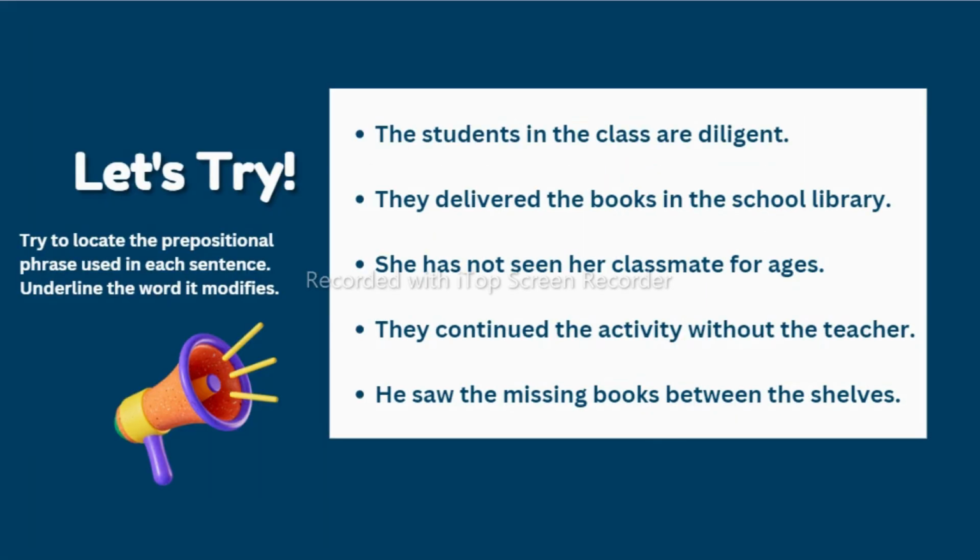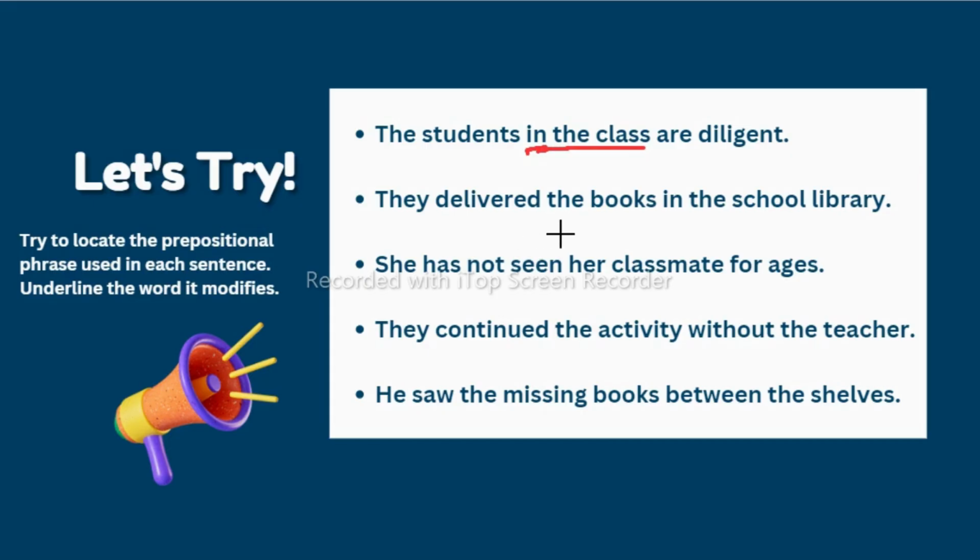So now let's try to locate the prepositional phrases used in each sentence and underline the word it modifies. So let's try to do this. The students in the class are diligent. Now where is the preposition? First you have to find out the preposition. We got here the preposition in. Now the object, it is a noun or pronoun. It's a noun, so it's the object. So it is our prepositional phrase.